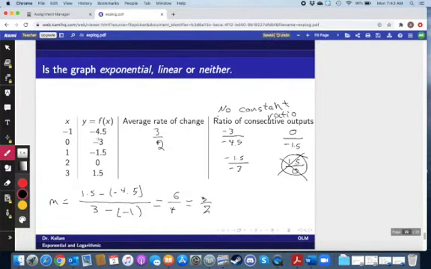But over here, if we look, negative 4.5 plus 3 halves is negative 3. Negative 3 plus 3 halves is negative 1.5. Negative 1.5 plus 3 halves is 0. This is a constant difference. Or another way of saying that is, this is an arithmetic sequence, which means that it is linear.